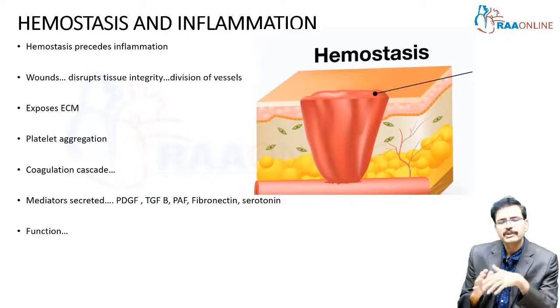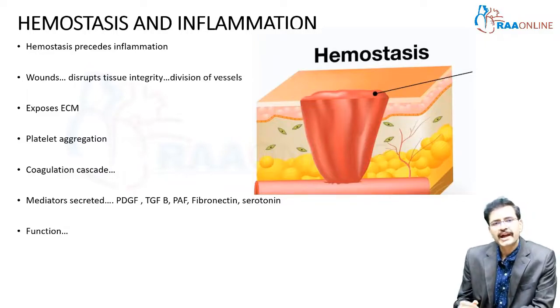So what happens in injuries? When you have an injury, suppose the skin and subcutaneous tissue is involved, the underlying extracellular matrix gets exposed. Once the extracellular matrix gets exposed, it acts as a potent stimulator for platelet aggregation. So platelet aggregation is initiated, and these aggregated platelets undergo activation, degranulation, and thus stimulate the coagulation cascade.